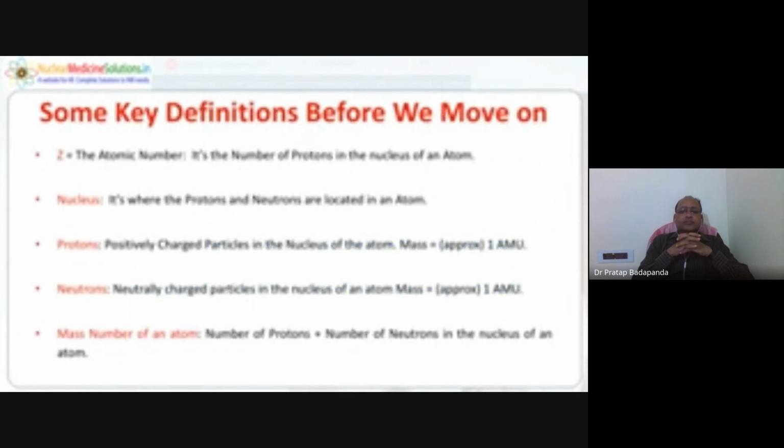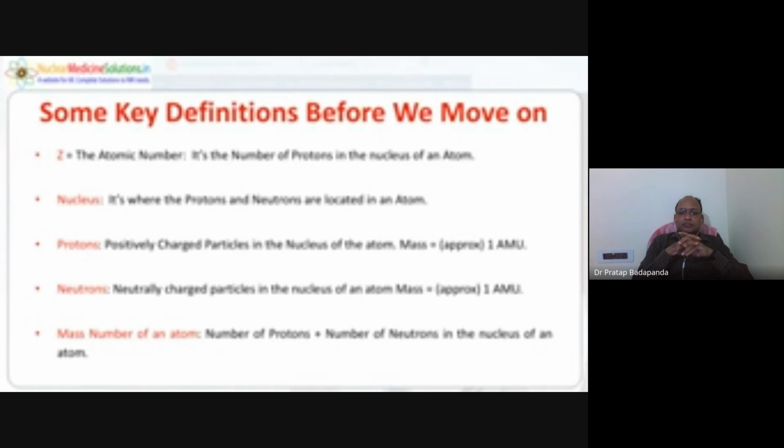First of all, when we are dealing with this particular module, there are certain key definitions which we should also know. Until and unless we know them, we will not be able to understand radioactivity. A few terms which come when we define the word radioactivity: Z. Z is nothing but the atomic number. It is the number of protons in the nucleus of an atom. Nucleus, what is nucleus? The protons and neutrons which are located together in an atom are called the nucleus.